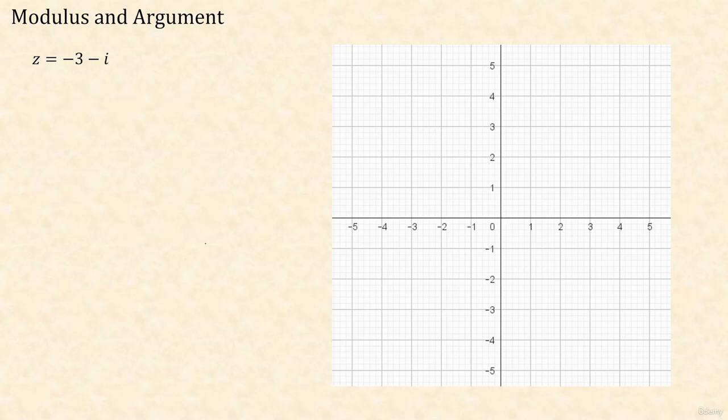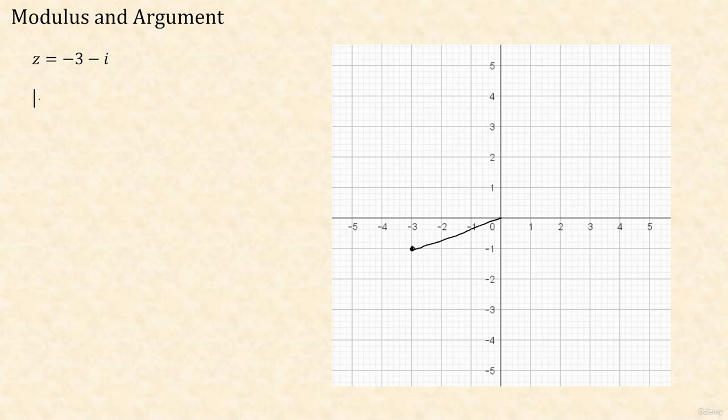Okay, if you're feeling confident, definitely pause the video and have a go at this yourself. Now I'm going to work this out. So the number is -3 minus i. So 3 back, 3 down. So here's our complex number on the Argand diagram.